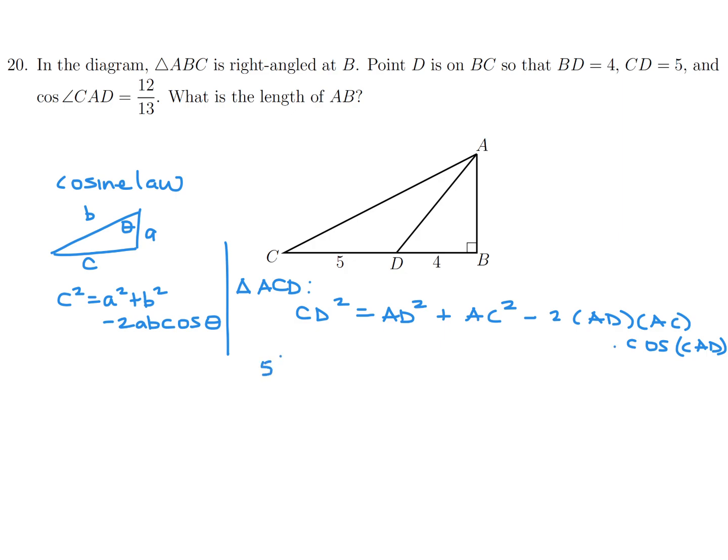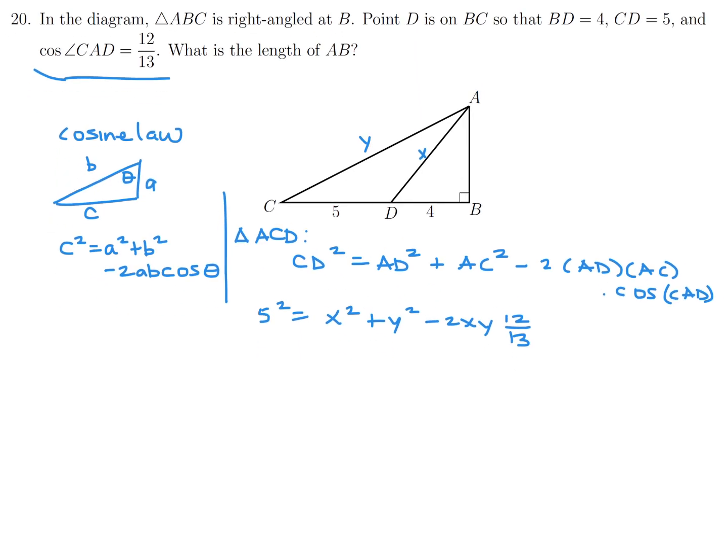So we got 5 squared, and instead of the ADs, I'm going to add variables if it's okay. Just going to call that X, and I'm going to call this Y. It just makes it easier. And then we'll substitute it back at the end. X squared plus Y squared minus 2XY. And this cos CAD, they very, very nicely gave us 12 over 13. Okay, so let's see what we get.